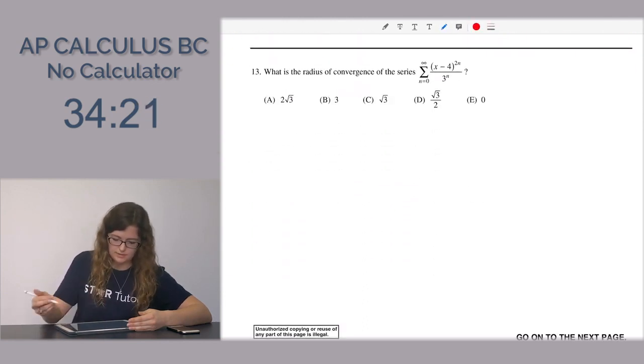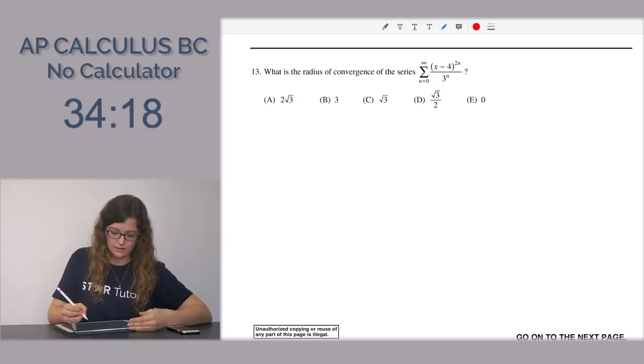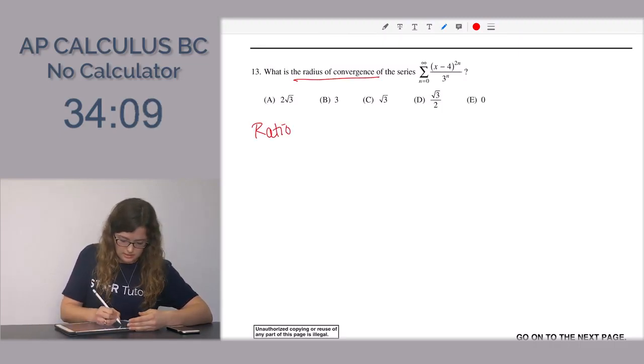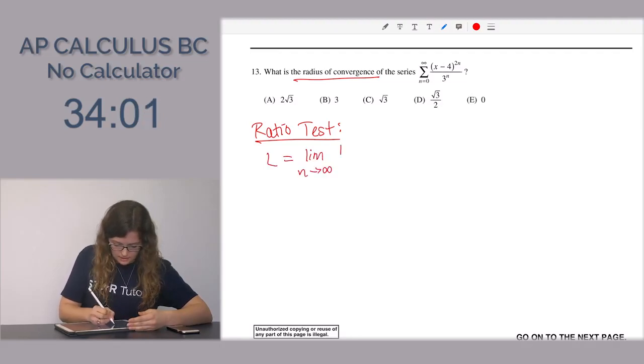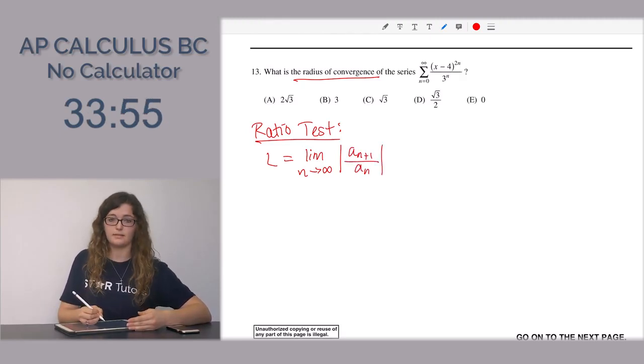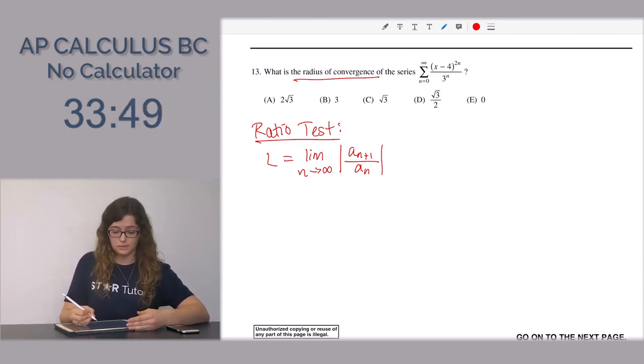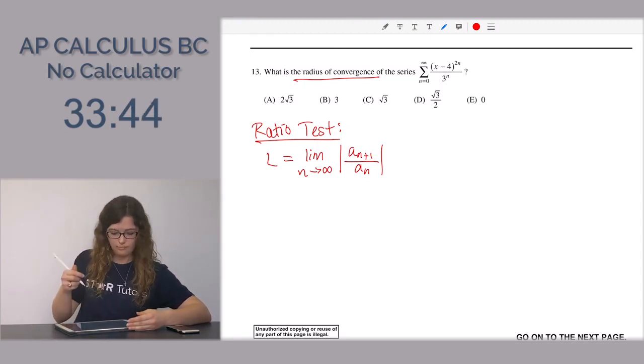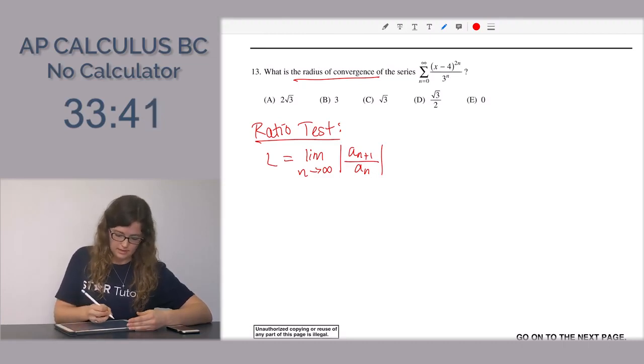Radius of convergence of this power series here. Okay, another BC topic. Radius of convergence, the way you find that, you always use the ratio test. So I need to find, I usually call it L, the limit as n goes to infinity of the absolute value of a sub n plus 1 over a sub n. The ratio test says that if this limit L is less than 1, then my series will converge absolutely, and if it's bigger than 1, then it would diverge. So I'm going to set L less than 1 and solve for the absolute value of x minus 4 to find this radius of convergence.